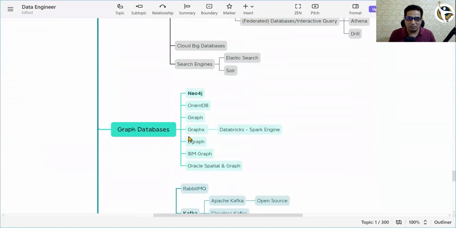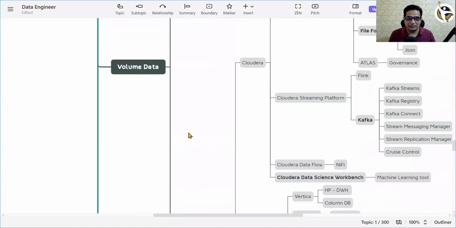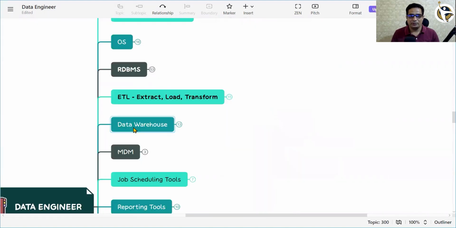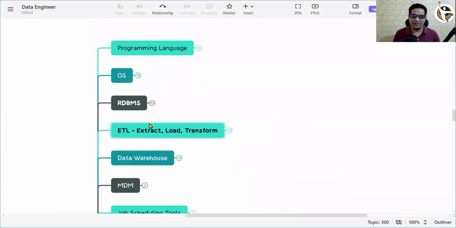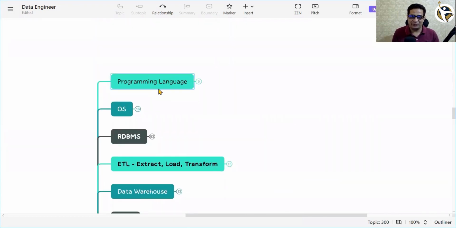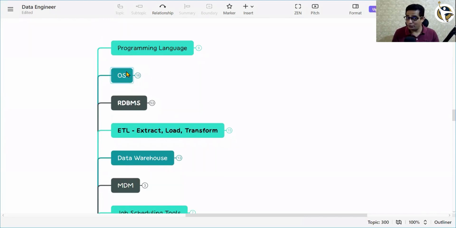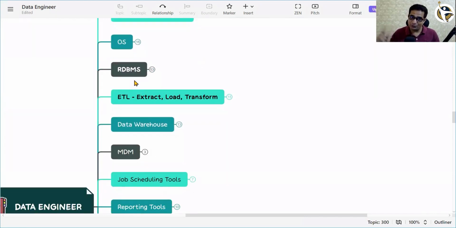So this is all about your career path as a data engineer. So in short, if you want to be a data engineer, please comment which programming language you are planning to learn, on which operating system you want to hold your hand, then type at least one RDBMS database where you want to master. ETL concepts, again, subjective. So if you get exposure to ETL, very, very good.